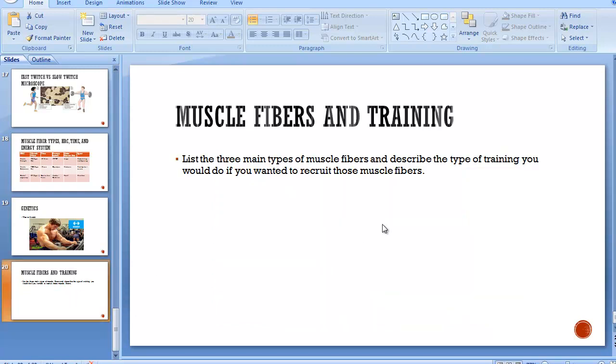So what you're going to do in the discussion for this section is you'll list the three main types of muscle fibers and describe the type of training you would do if you wanted to help improve or recruit those type of muscle fibers in yourself. So each one. So how would you develop slow twitch? What type of training would you do for it? How would you develop fast twitch glycolytic muscle strength activities? How would you develop fast twitch oxidative glycolytic, which is more related to muscle endurance? Each one, discuss how you would develop your training to improve those areas.